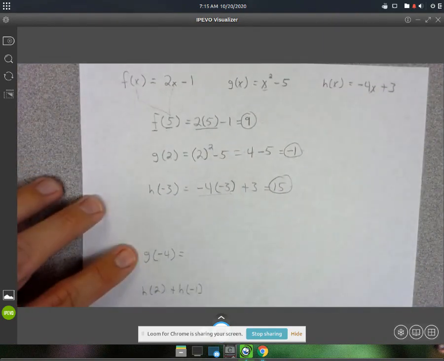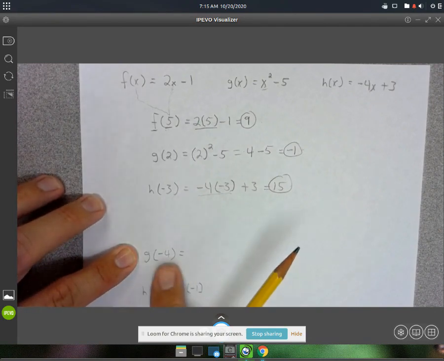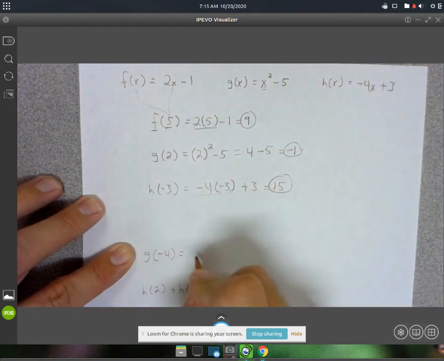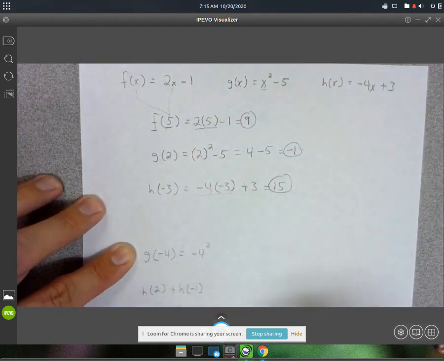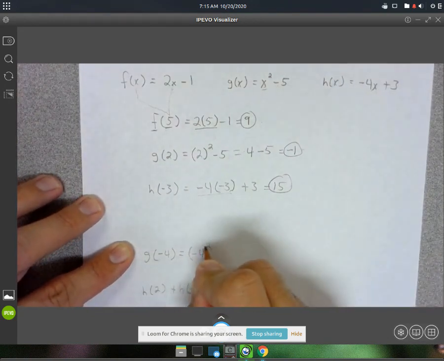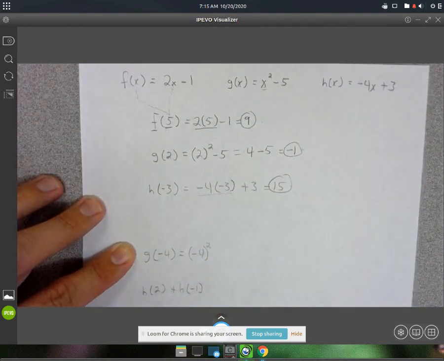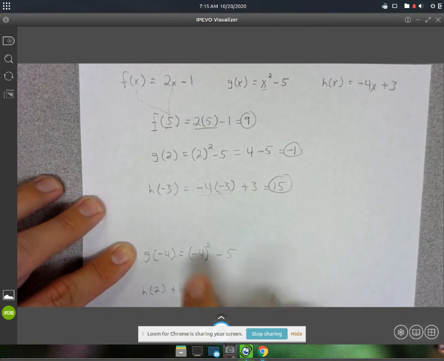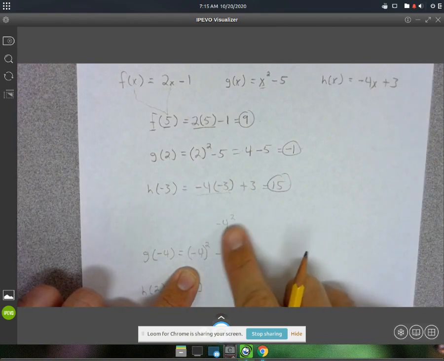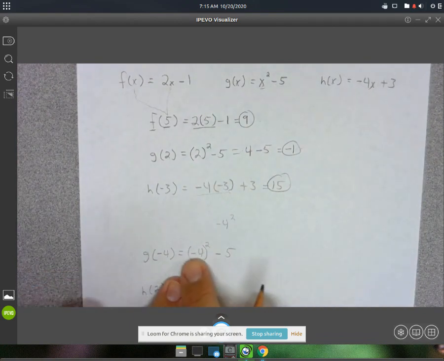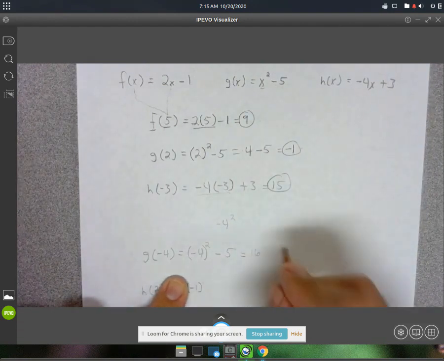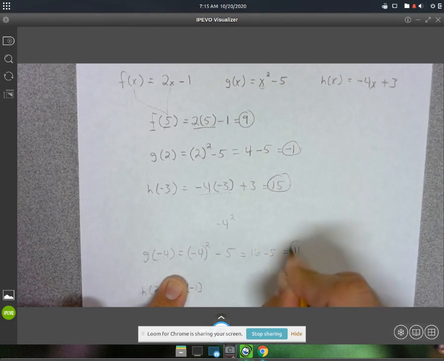All right, let's see. Let's try g of negative 4. So I'm doing this one because a lot of kids will do this part wrong. So if you plug in negative 4 for x, a lot of students will do this right here. They'll say negative 4 squared, but what it needs to be is negative 4 in parentheses squared, right? And minus 5. See, if you did negative 4 squared like that, this would be negative 16. But if you do it like this, the right way, it's actually positive 16. All right, so you get 16 minus 5 equals 11.